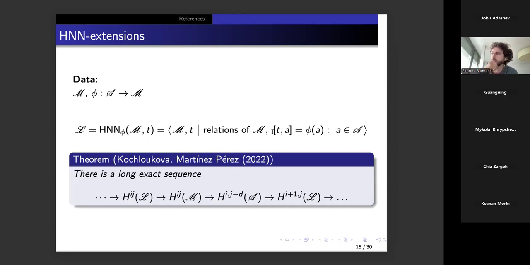HNN-extensions can be studied by a cohomology theory, and this was done by Kochloukova and Martínez-Pérez. In fact, they proved that there is a long exact sequence involving the bigraded cohomology groups of our data and of our HNN extension. And we will use this sequence a lot.